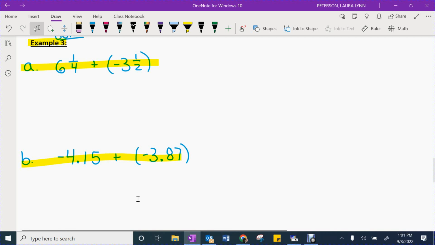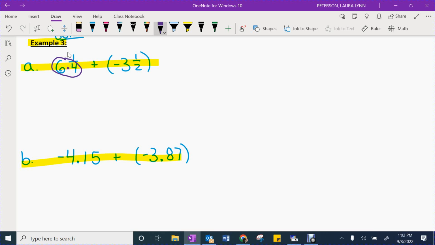So here's box 4. Copy down what is in yellow because it's a must write down. Pause the video, and when you're done writing, unpause the video. And let's do this. So part A, we have 6 1/4 plus negative 3 1/2. Well, because you're dealing with mixed numbers, the first thing you have to do is convert the mixed numbers to be improper. So I'm going to do that first.